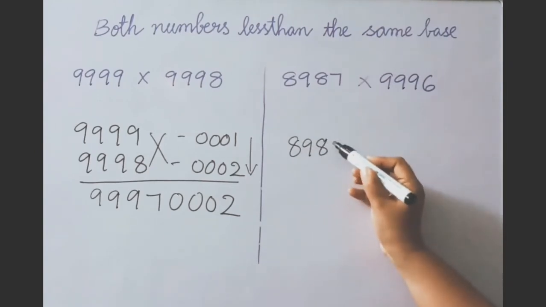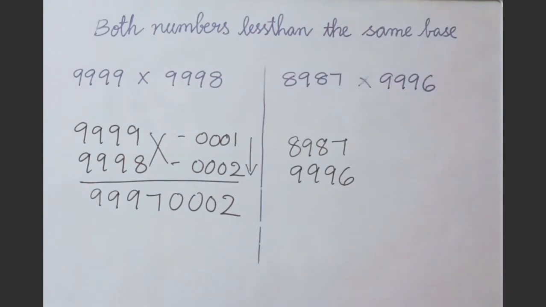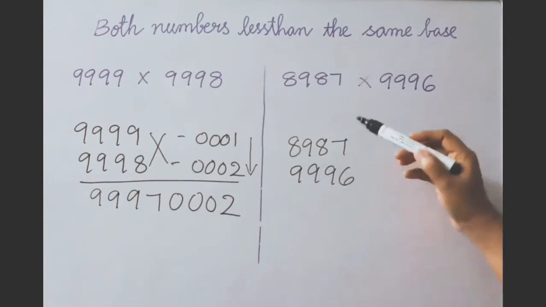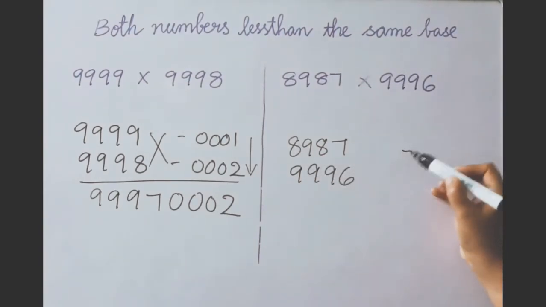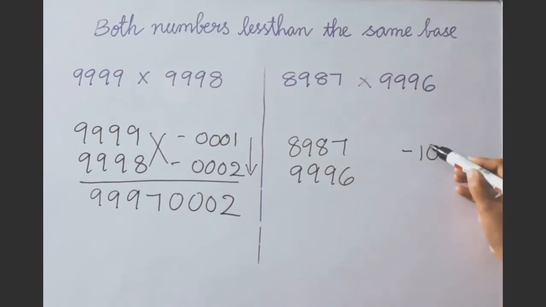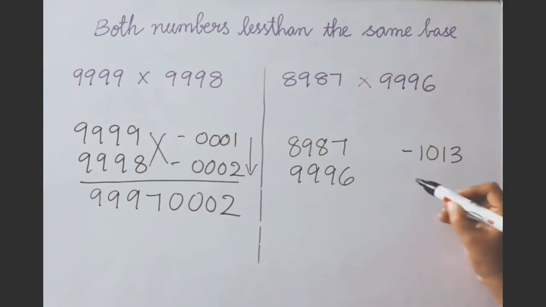8,987 multiplied by 9,996. 10,000 minus 8,987. How we will do it: all from 9 and the last digit from 10 we have to subtract. 9 minus 8, 1. 9 minus 9, 0. 9 minus 8, again 1. 10 minus 7 is 3. So 10,000 minus this value is 1,013. Next, 9,996 subtracted from 10,000, we get the value 4.